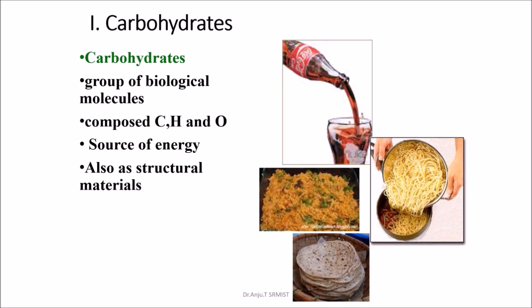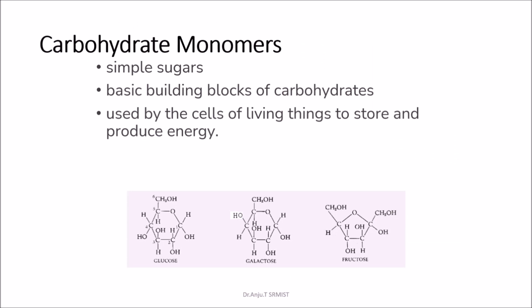The first biomolecule we will learn about is carbohydrates. Carbohydrates are biomolecules which all organisms use as a source of energy, and some carbohydrates also act as structural molecules. From the name we can learn that they are composed of carbon, hydrogen and oxygen. The monomeric units of carbohydrates are simple sugars. It can be a 5 carbon sugar or a 6 carbon sugar. The number of carbons with which the sugar molecule is made can differ.